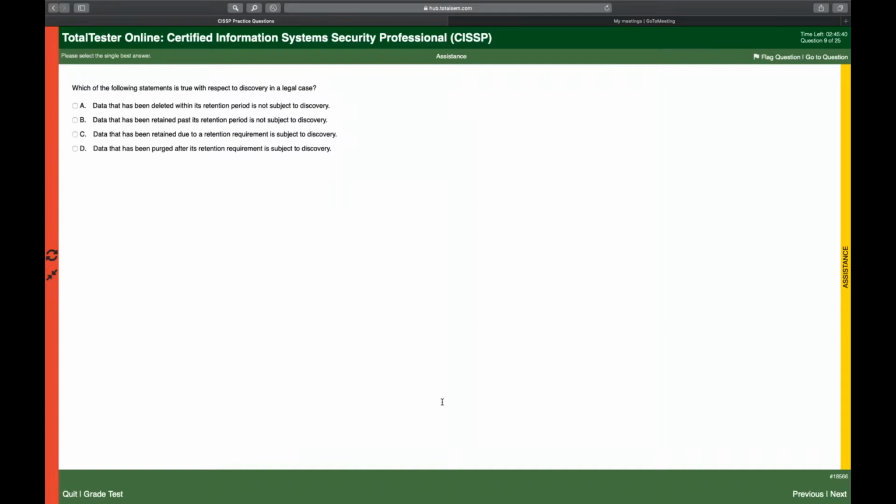Number 9, which of the following statements is true with respect to discovery in a legal case? And I think I read something just recently where discovery is if the defense team or the prosecutorial team have evidence that they've collected or that they're aware of during the discovery phase, they have to share that information with each other, is my understanding. Correct.